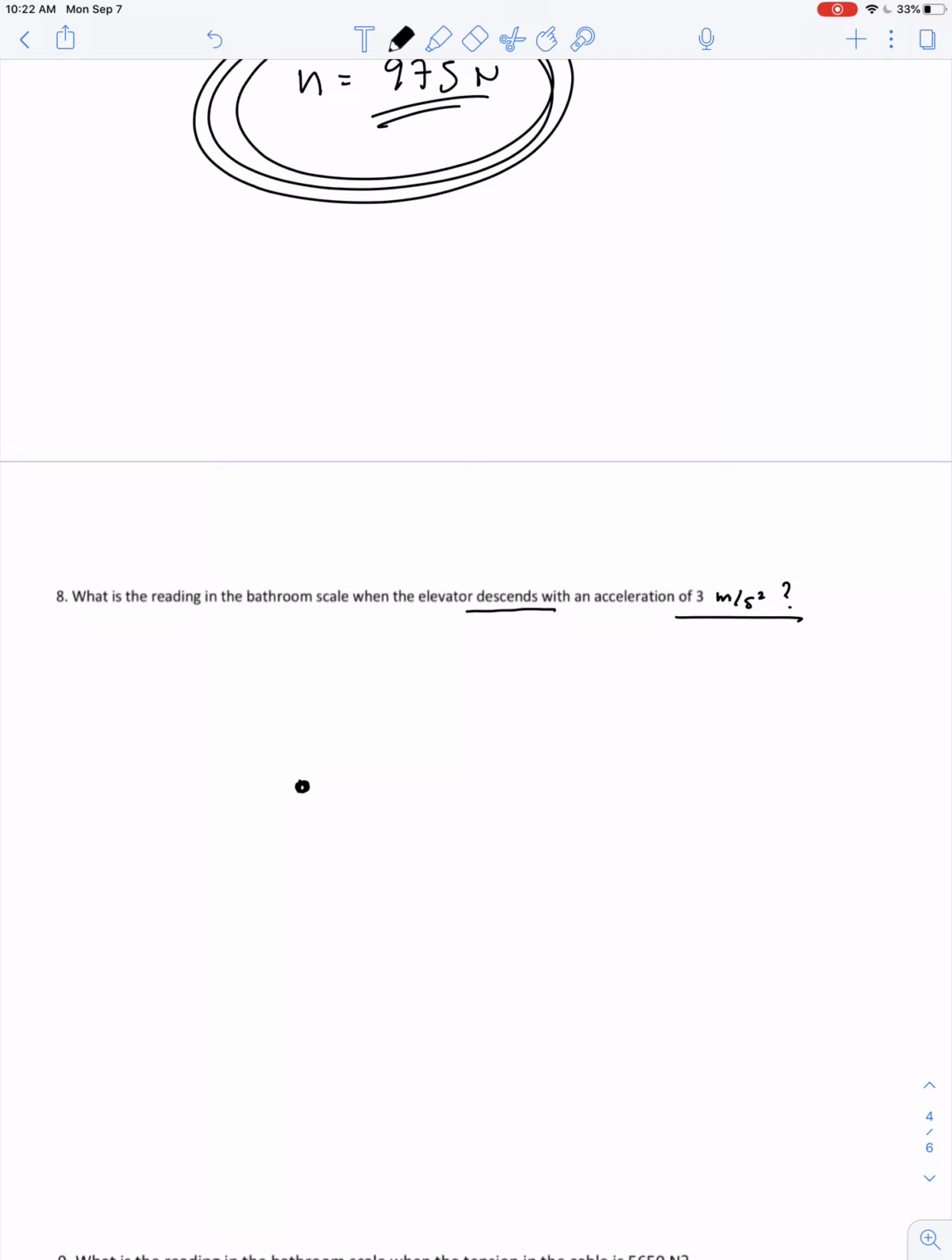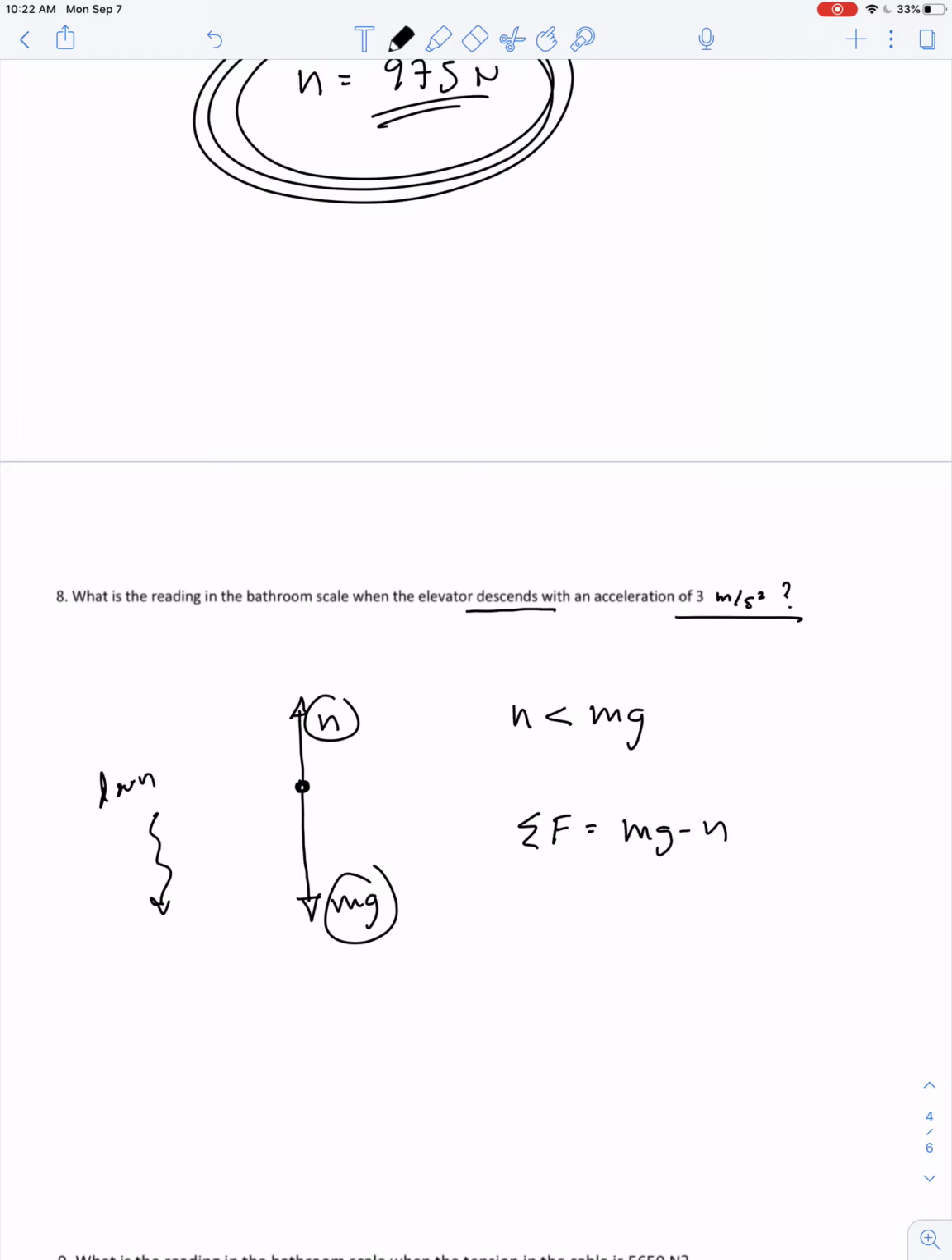Okay, in that case, the normal force is going to be something less than the weight. See, if the weight vector is drawn longer in my free body diagram than the normal force vector, then I have a net force, if I choose to say down is the positive direction, of mg minus n. But we know net force is the same thing as mass times acceleration by Newton's second law. So we can say ma equals mg minus n.